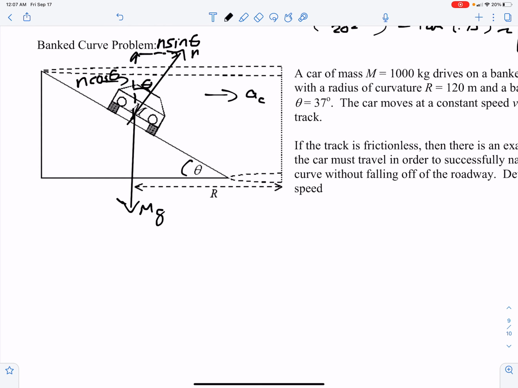Again, you're going to come up with two equations, one in the y, one in the x direction. I like to always start with the y direction. It usually has less variables to work with, but sometimes the y is needed for the x. So in the y direction, we're balancing our forces, and normal force cosine theta going straight up equals mg going straight down.